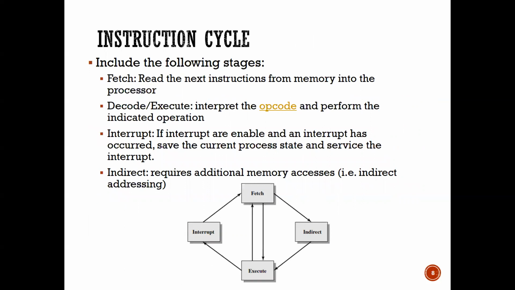The instruction cycle includes the following stages. First, fetch: read the instruction from memory into the processor. Decode or execute: interpret the opcode and perform the indicated operation. Interrupt: if interrupts are enabled and an interrupt occurs, save the current process state and service the interrupt. Indirect requires additional memory access, for example indirect addressing.